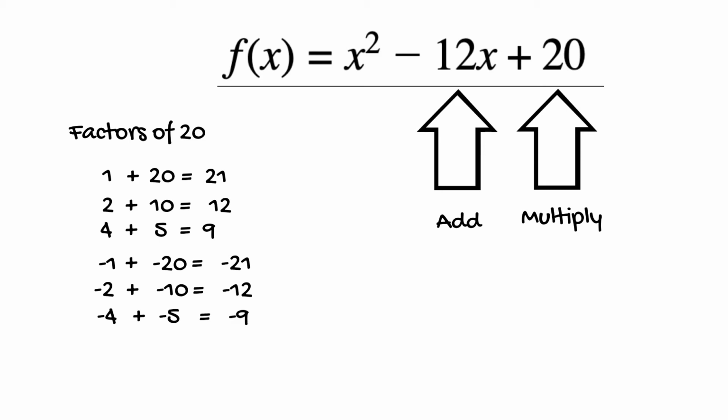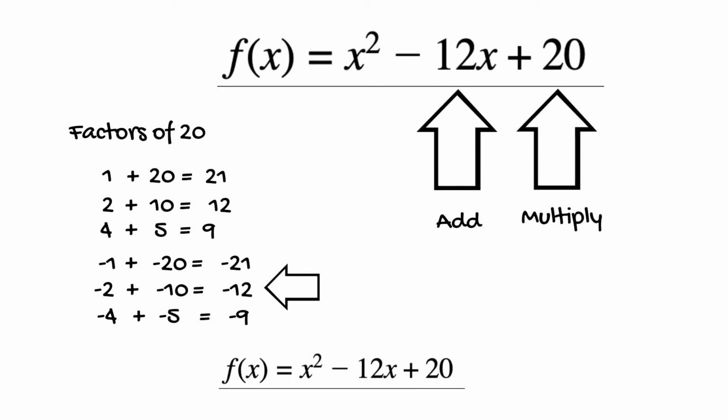That's that middle term. So the only combination that makes any sense is negative 2 times negative 10, because negative 2 times negative 10 is 20, and negative 2 plus negative 10 is negative 12. Therefore, we have f of x equals x squared minus 12x plus 20. Our factors are x minus 10 and x minus 2.